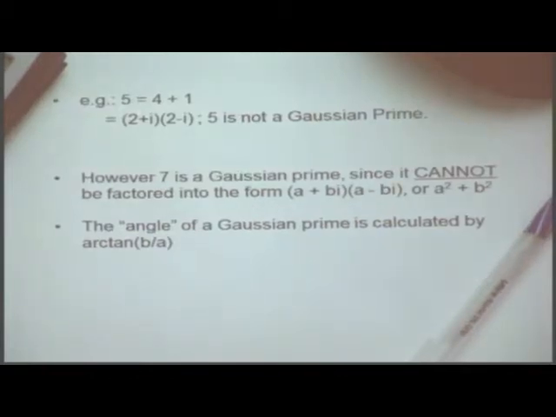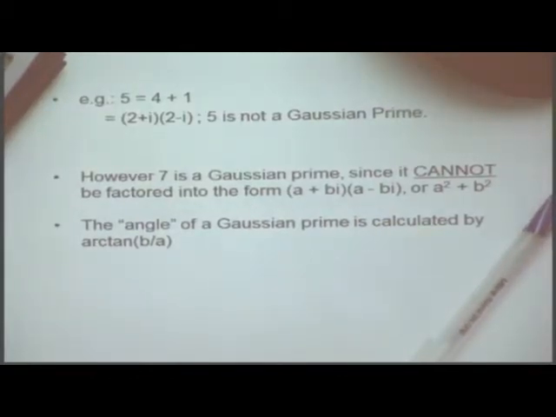Taking the number 5, we can write it as 4 plus 1, which is 2 squared plus 1 squared. And because we can write it as the sum of two squares, we can expand it into Gaussian primes, 2 plus i times 2 minus i, or we could have just as easily said 1 plus 2i times 1 minus 2i. So because we can expand it, the number 5 is not a Gaussian prime. But 7, which is a rational prime, cannot be expressed as the sum of two squares, so we say that 7 is both a Gaussian prime and a rational prime.